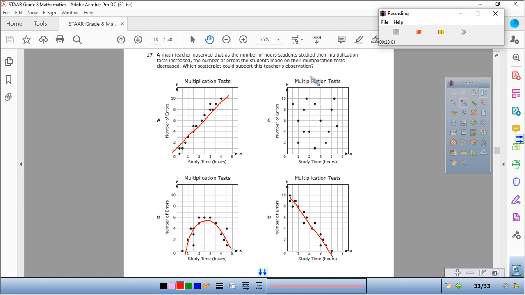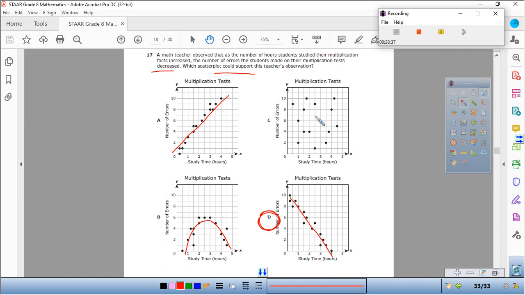Okay, so Matthew observes the numbers, and so on. Where's the question? Which scatterplot could support the teacher's observation? So maybe I should read what it says. The number of hours studied, their multiplication facts increase. The number of errors made decrease. So you basically want what kind of slope here? A negative slope, because there's going to be increase, decrease. D.